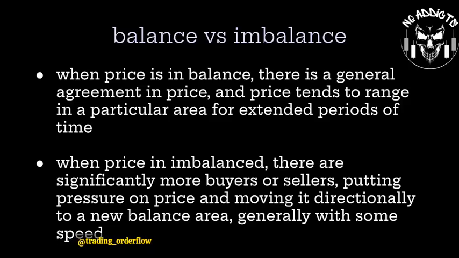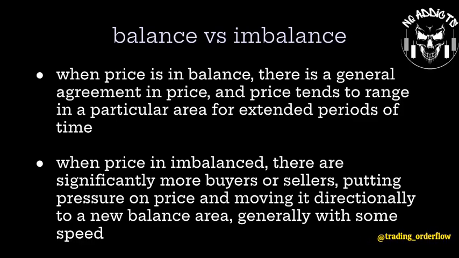So when price is in balance, what we have is generally an agreement in price, and price tends to range in a particular area for extended periods of time. You'll hear traders calling this the chop or going sideways, and how this stuff is untradeable. The reason it's untradeable is because they are price discovery traders. They need the market to move strongly in one direction for them to make money based on their strategy. We are balance traders, okay? So we love those conditions. Give me the chop. Give me the sideways action. Give me the predictable amount of movement I'm going to get.